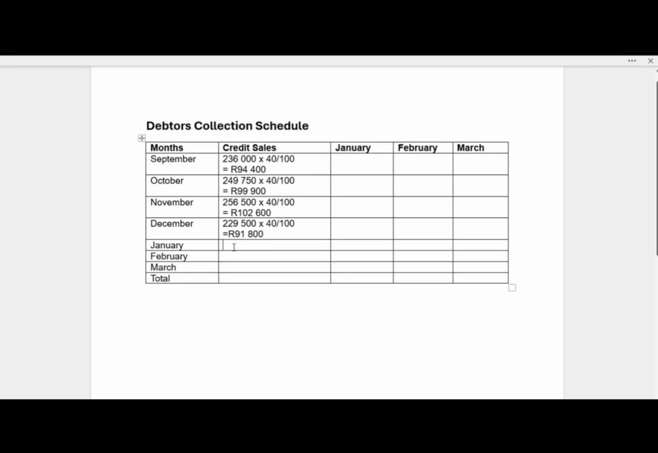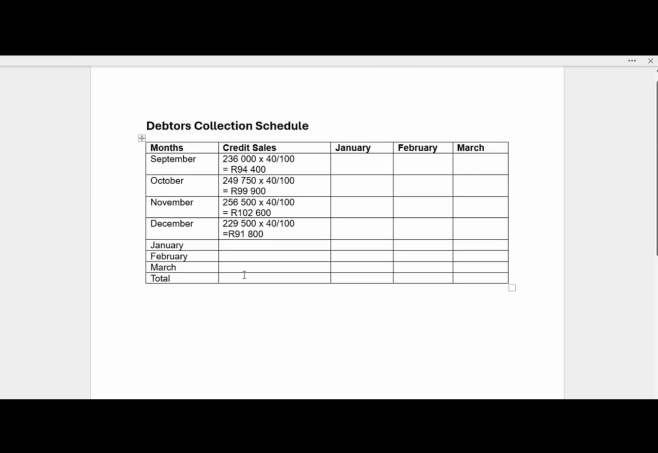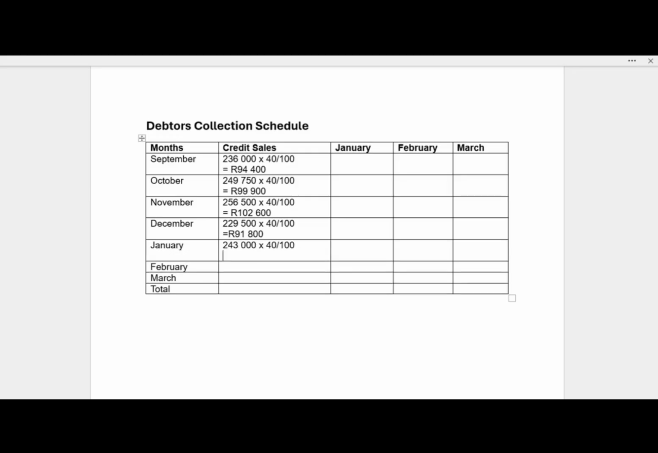All right, and then for January, let's see how much is the sales for January. For January, I have got 243,000. You multiply by 40. You divide by 100. Let's put that on the calculator again. 243,000, multiply by 40, divide by 100, and then I'm getting a credit sales of 97,200. All right, that is what we are going to collect from for January.